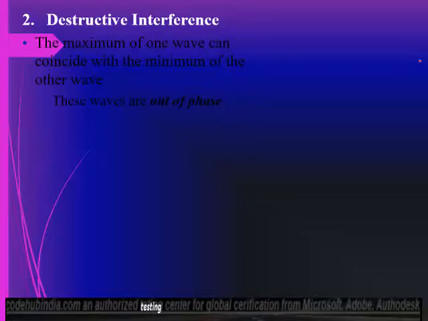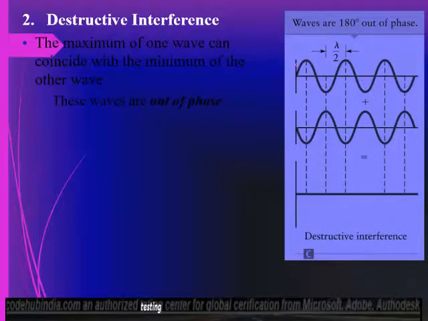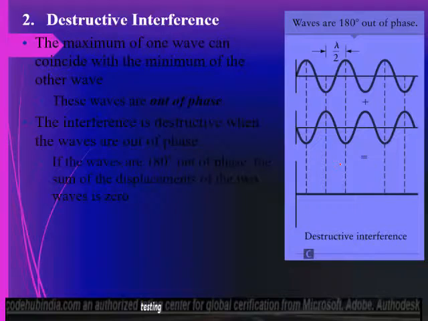Now the displacement. Let us look at the medium of one wave coinciding with the medium of the other. How? Look, this wave at the first quadrant is at 90 degrees, here is 180 degrees, from here to here is 270 degrees. Clear. So if one is increasing, the other is decreasing, and if one is decreasing, the other is increasing. So what we are getting is out of phase. The interference is destructive when the waves are out of phase. If they are 180 degrees out of phase, the sum of the displacements is zero, considering the amplitude.